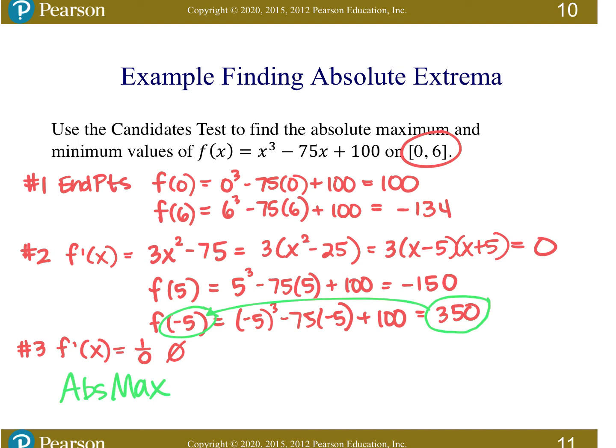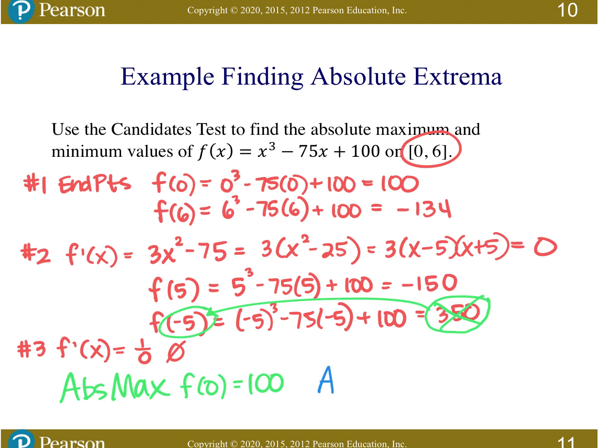It's not in the interval. The interval has to only be between 0 and 6. And since negative 5 is not in that interval, I cannot include that as a viable candidate. So then that only leaves me with what as my absolute max? I think 100 is the highest of the high. So f of 0 equals 100 is my absolute max.